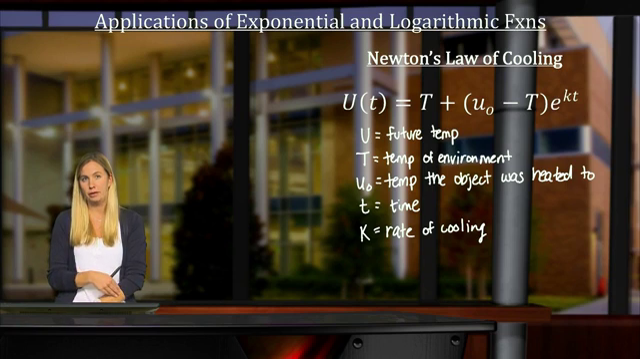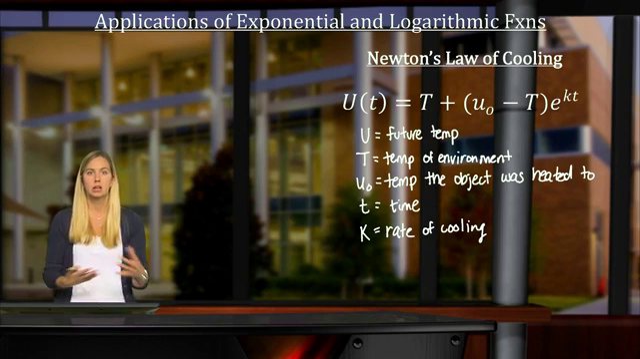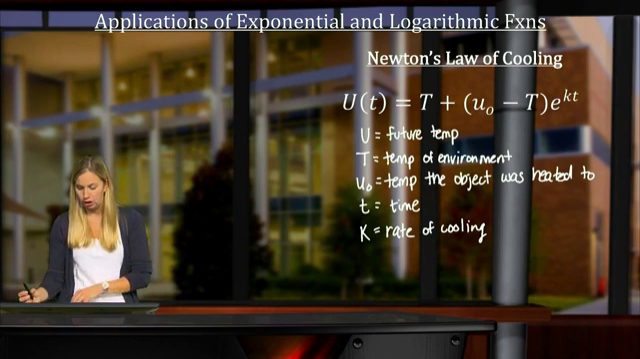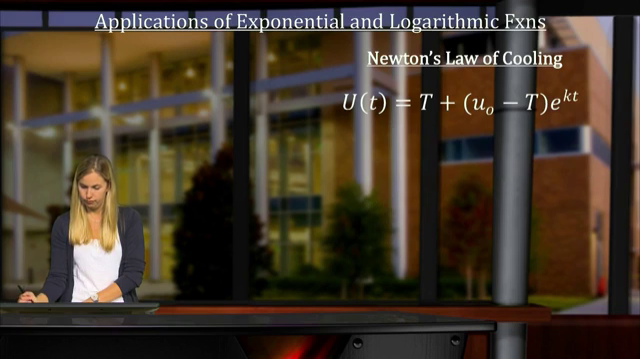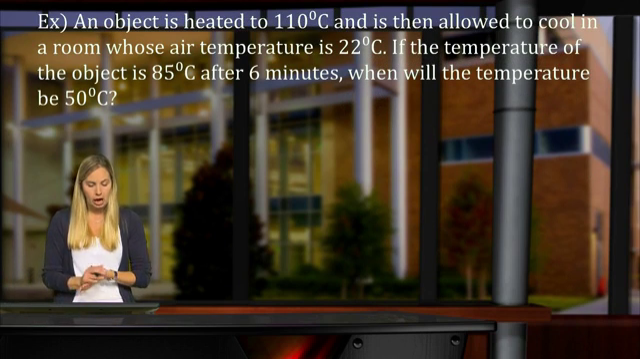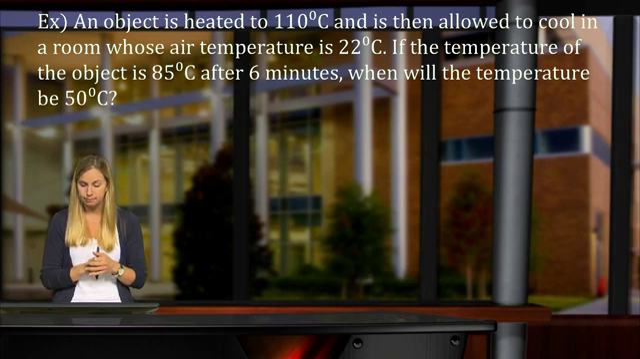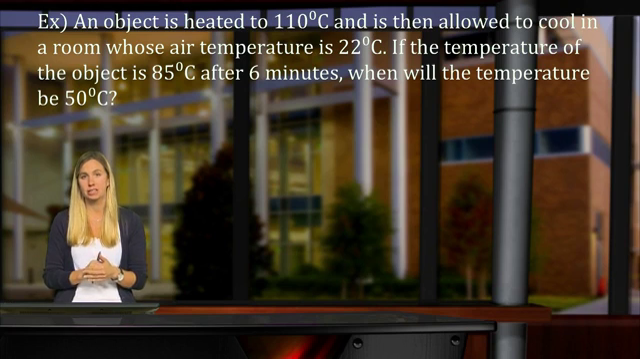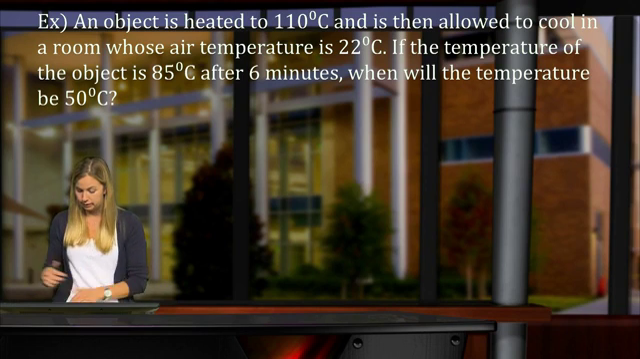Again, just like with our previous problems, typically they're not going to give you the value of K explicitly. You're going to have to solve it using some data that they had already given you. An object is heated to 110 degrees and then is allowed to cool in a room whose air temperature is 22 degrees. These are in Celsius. If the temperature of the object is 85 degrees after 6 minutes, when will the temperature be 50 degrees Celsius?